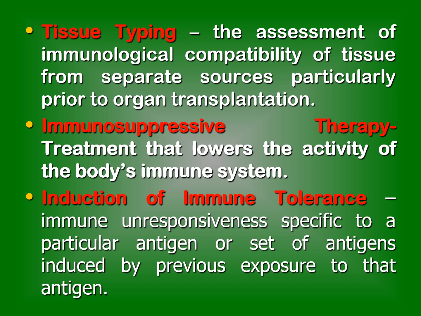The first one is that any desired tissue undergoes tissue typing assessment. It can be described as the assessment that checks the immunological compatibility of tissue from various separate sources, and it is carried out prior to organ transplantation in order to find the suitable and ideal donor. Then, before and after the transplantation, there is immunosuppressive therapy of the patient.